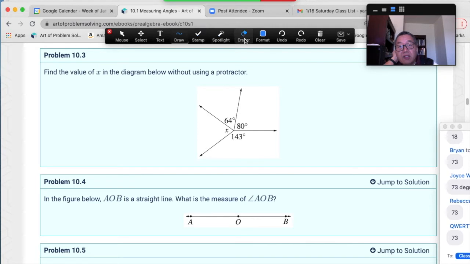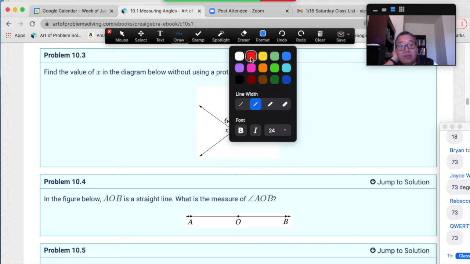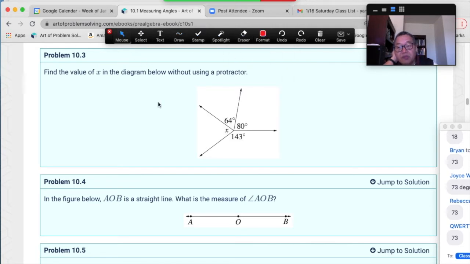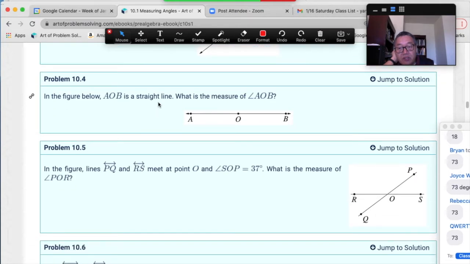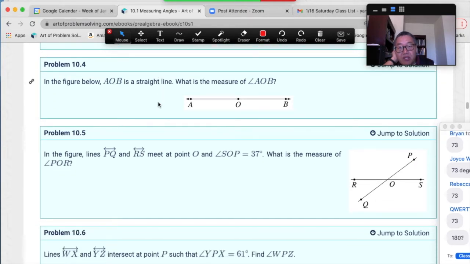So now let's go to the next problem. Number 4. They ask you, what is the measure of angle AOB? AOB is a straight line. What is the measure of angle AOB? Okay, Eric's correct, Joyce correct.